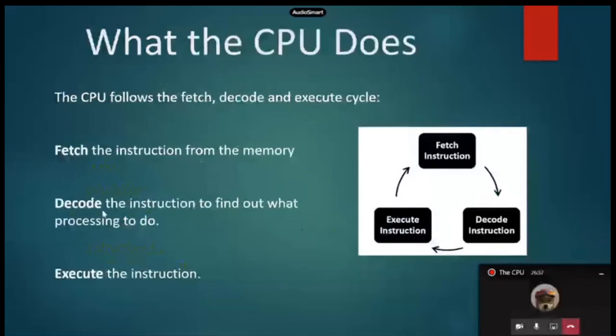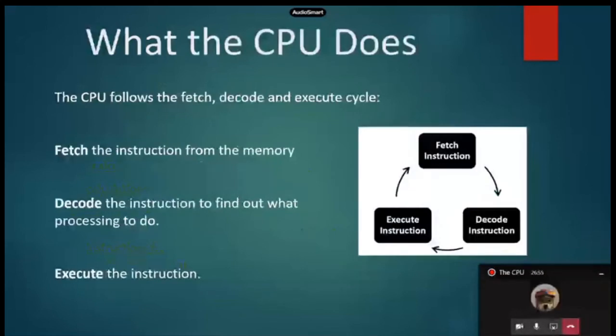The decode part is basically the instruction to find out what processing to do. Okay, so in other words, it'll understand what it needs to do. And then the execution part is the instruction. So in other words, it'll actually do the instruction that's needed.